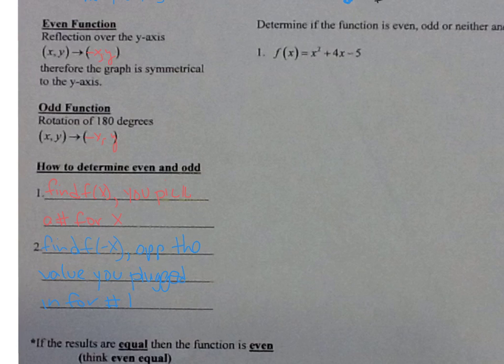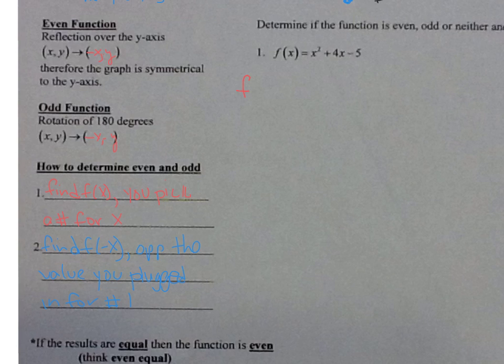Okay, so let's take a look over here. Let's try that now. All right, so I have f of x is equal to x squared plus 4x minus 5. So I want to determine whether it's odd, even, or neither, and then I want to state why. Your function will be symmetrical to the y-axis, or a rotation of 180 degrees. You could also say reflection over the y-axis.